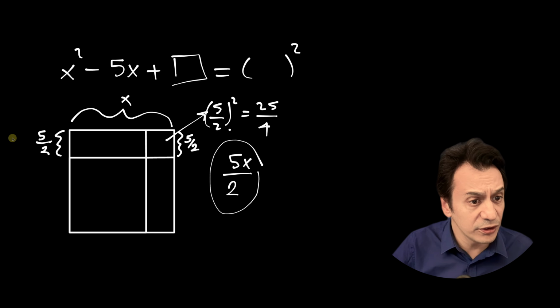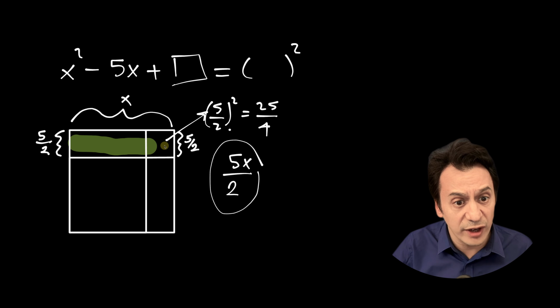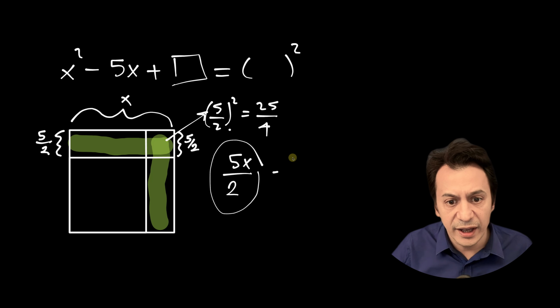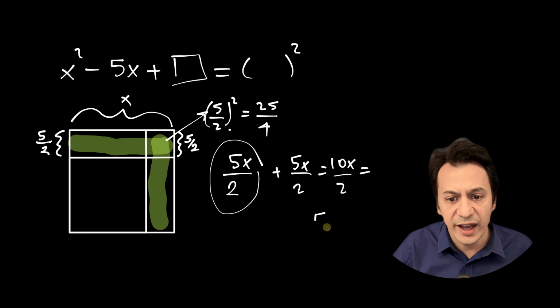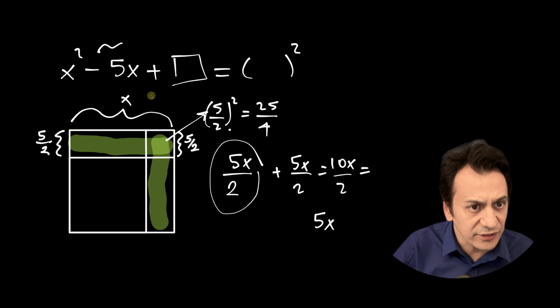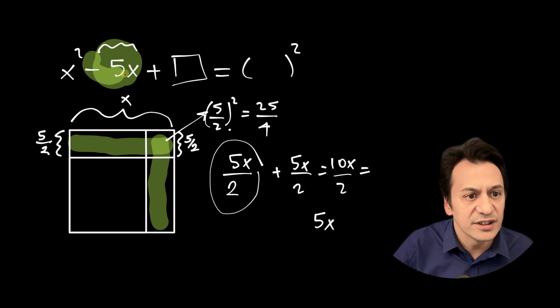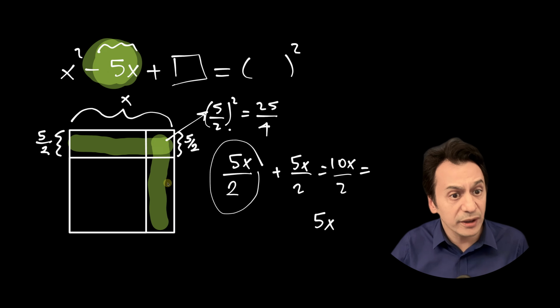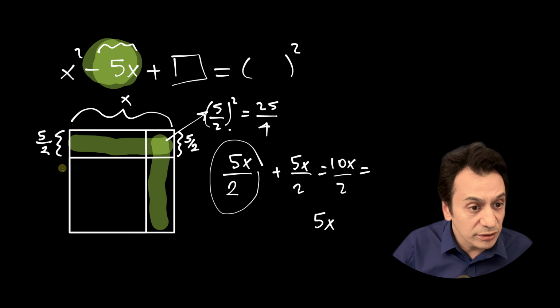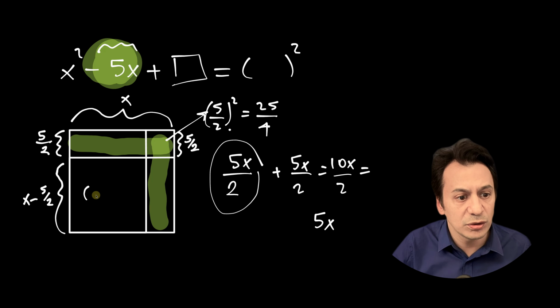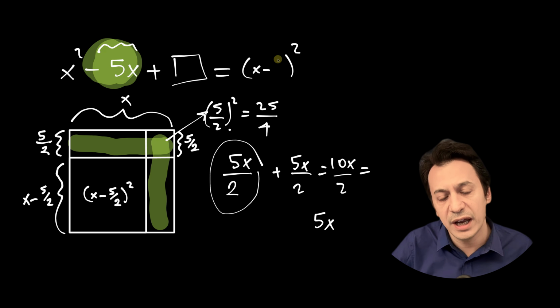Now, from the previous example, I already know that this is 5x over 2 and this is 5x over 2. When I add them up, I get 10x over 2, which equals 5x when simplified, and that's this part. Great. Actually, let's color it green in order to show what I'm subtracting. So I will subtract this part and then arrive at the smaller square. So let's find the area of the smaller square. Well, this part is x minus 5 over 2. So it's going to be the square of x minus 5 over 2. So that's where I'm arriving.